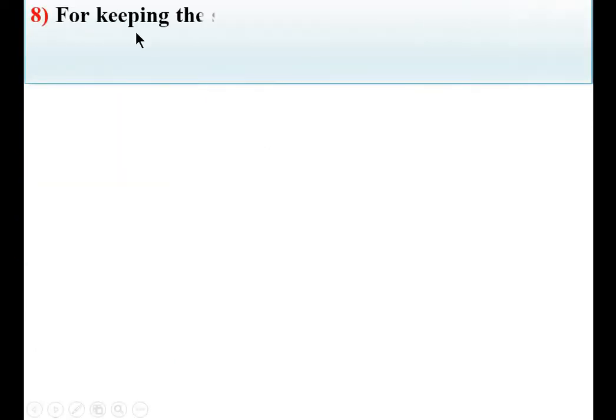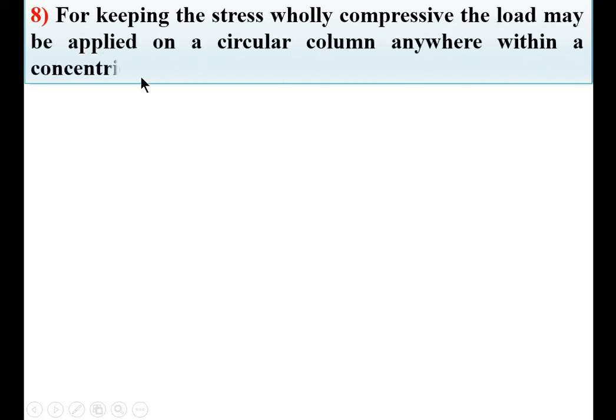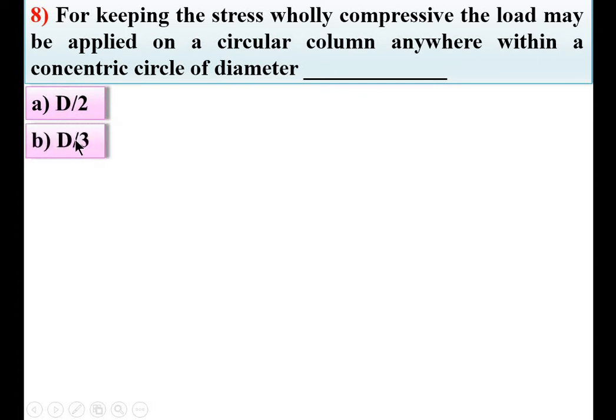Next, for keeping the stress wholly compressive, the load may be applied on a circular column anywhere within a concentric circle of diameter dash. Options: d by 2, d by 3, d by 4 and d by 8.